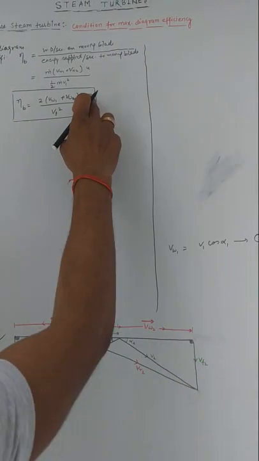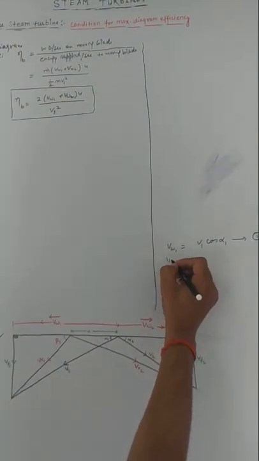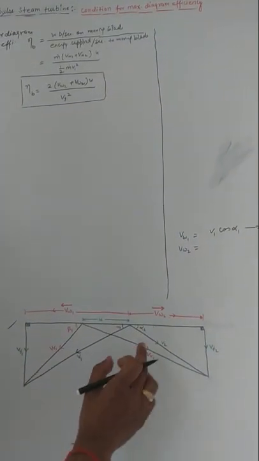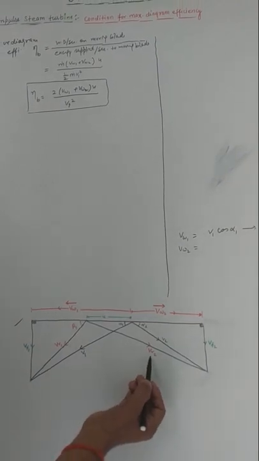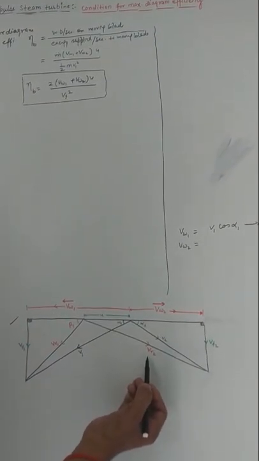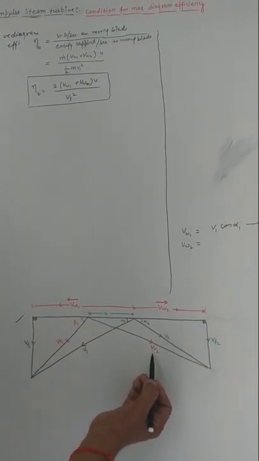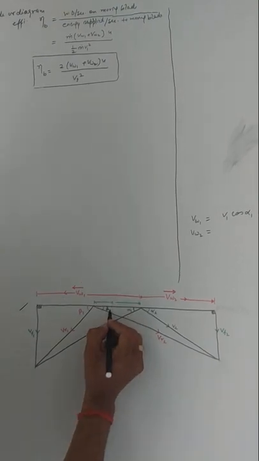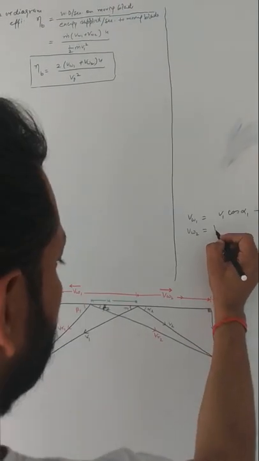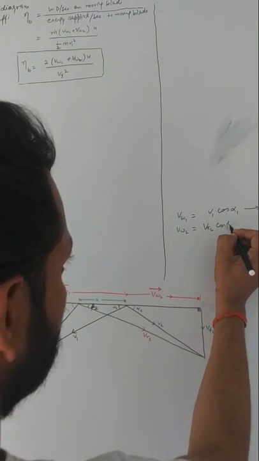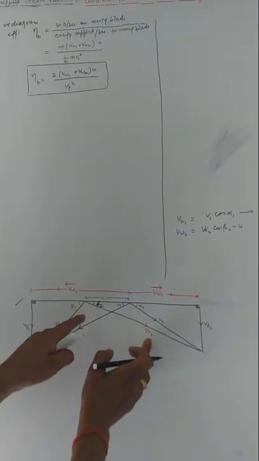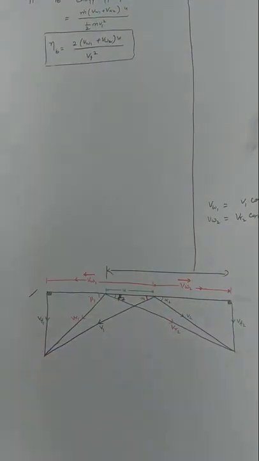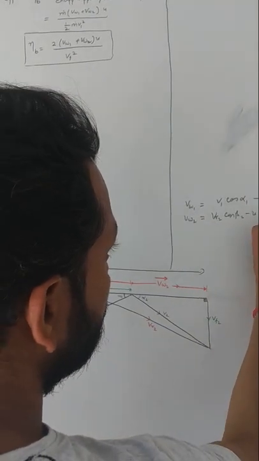This value we can put in that efficiency equation. Vw2, from this velocity triangle, can be written in terms of Vr2. In terms of Vr2 we can write Vr2 cos beta 2 minus u. Vr2 cos beta 2 is the total distance, this one, minus u will give Vw2.